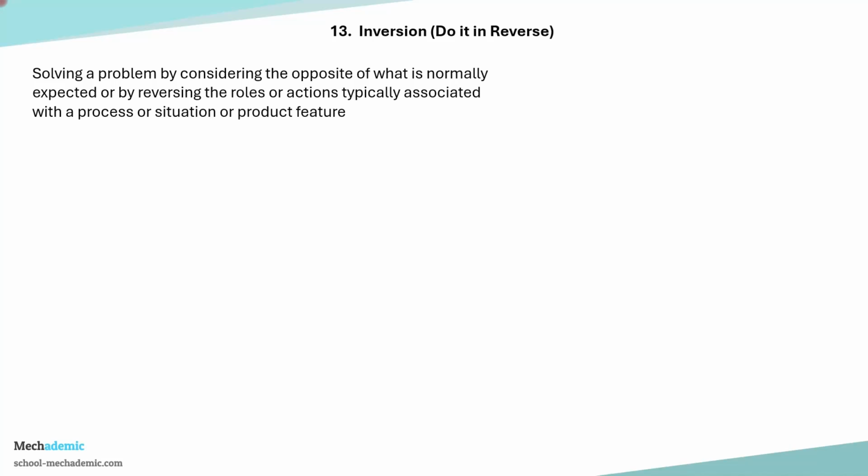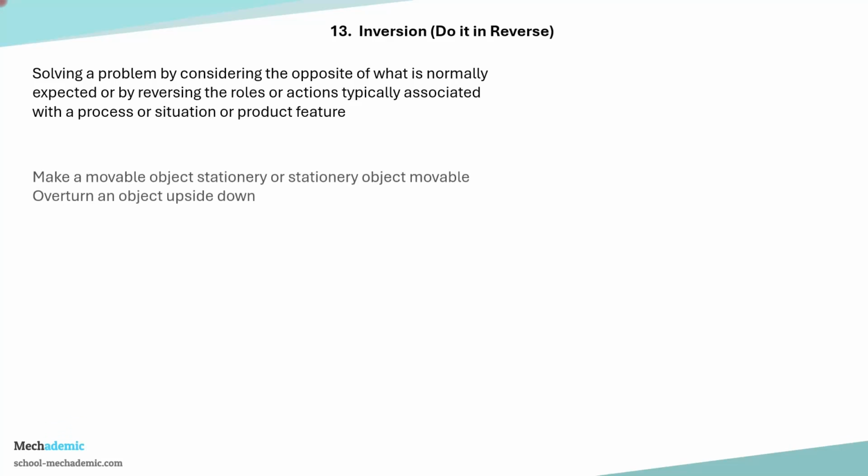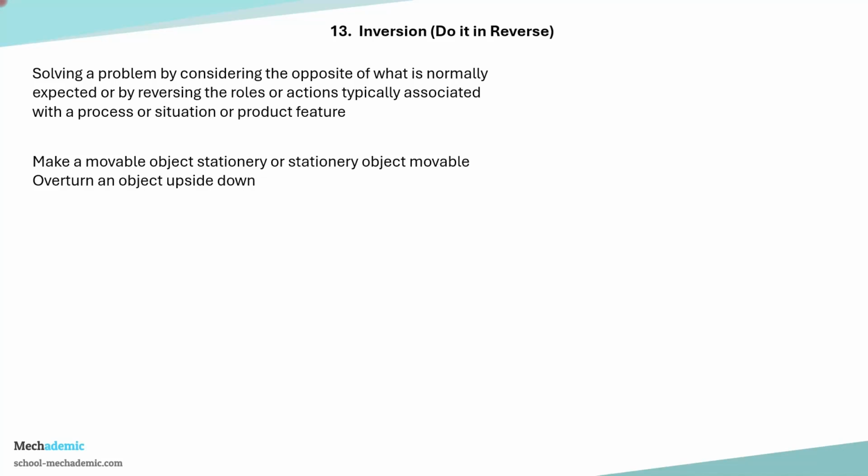So let's say you have a product and it's performing a function. Now if you invert that function and make use of it to perform another purpose, then that is inversion. It could be making a movable object stationary, or making a stationary object movable, or overturning an object upside down, changing the orientation of the object to its opposite, or whatever it might be. Inversion is a concept which can be used in many different situations.